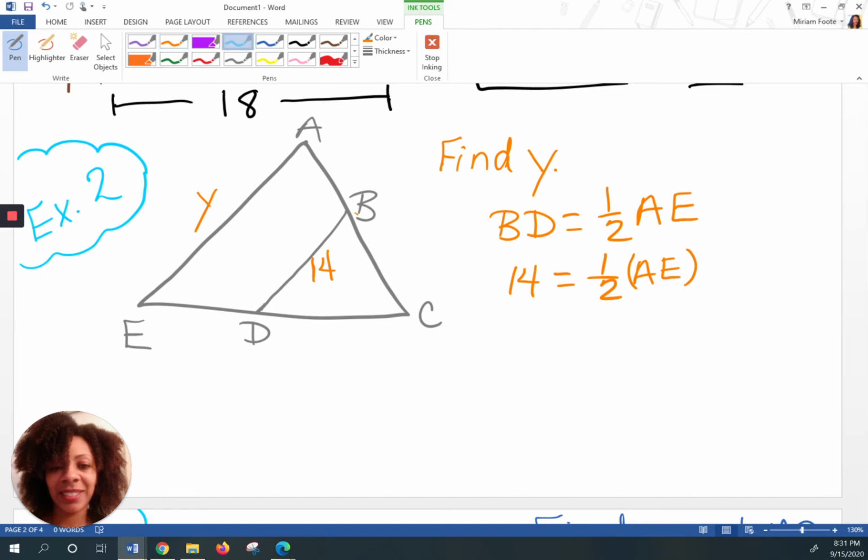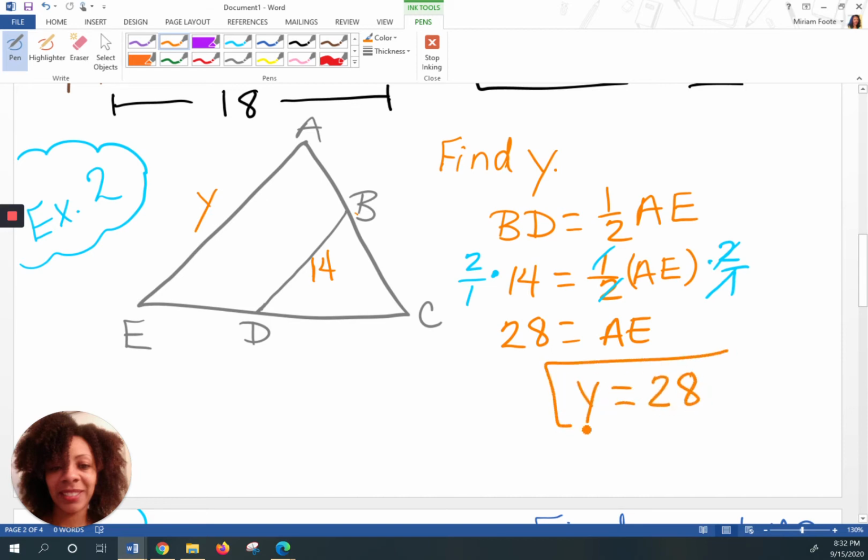So what I want to do is get rid of that fraction. To do that, you have to multiply by its reciprocal. And since there's an equal sign, whatever you do to one side, you do to the other. This is really just multiplying by 2, but just so you can see what's happening. I'm left with AE on this side, and then 14 times 2, which is 28. So I was asked to find y, which is AE, so y is equal to 28.